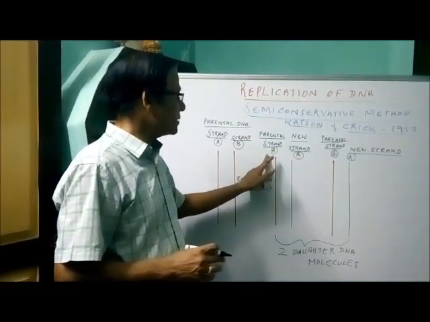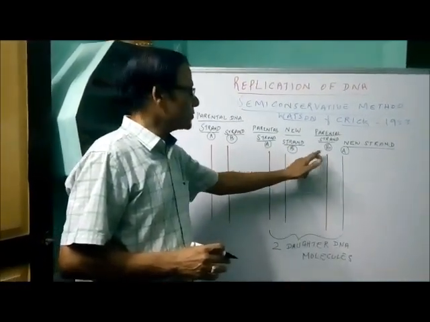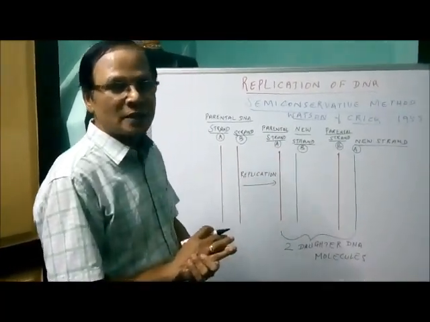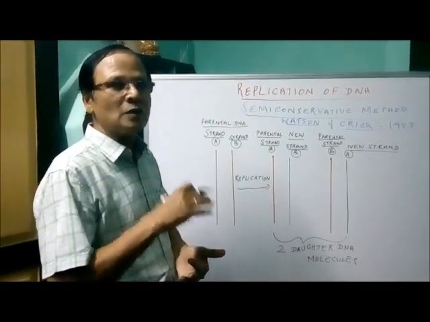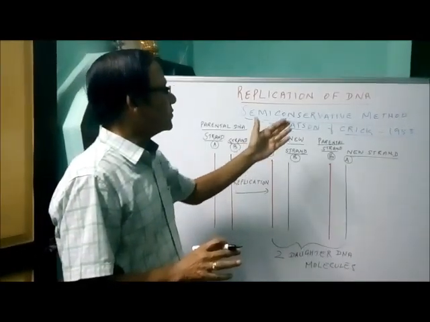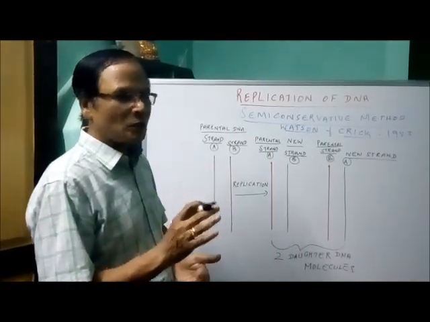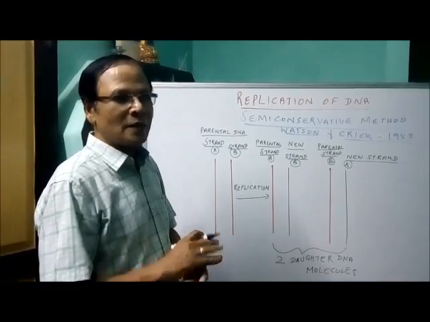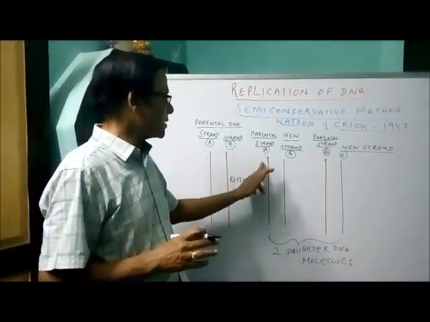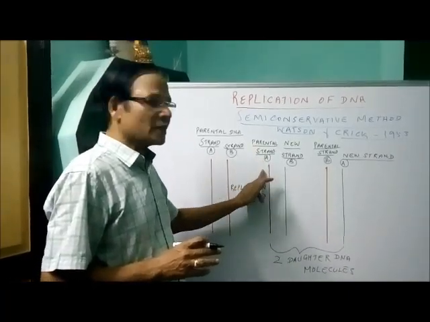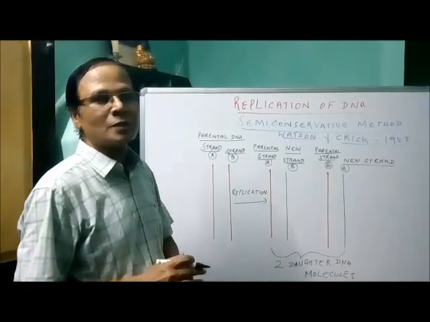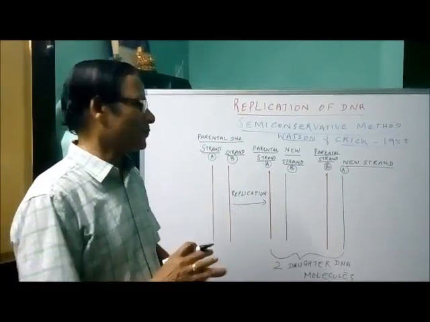Likewise, here you see A produces B, B produces A. So out of the two strands, one strand is conserved and the other strand is new. This is called the semi-conservative method. One of the parent strands is conserved, and the other strand is newly formed. So in a daughter molecule, one strand is an old strand or the parent strand, and the other strand is a new strand, hence it is called the semi-conservative method of replication.